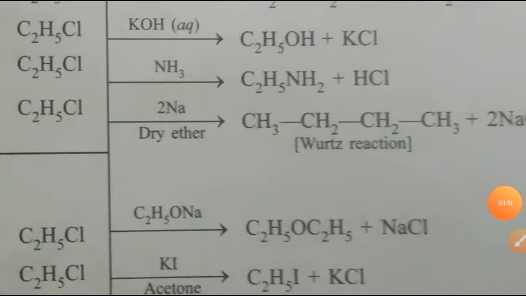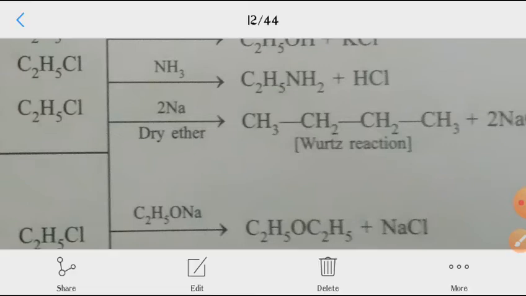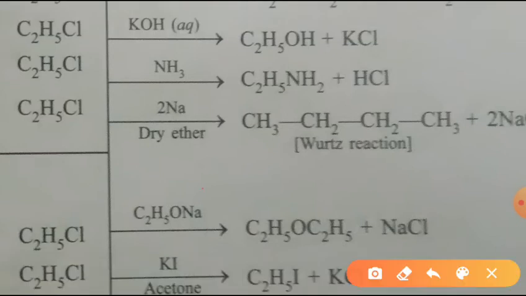Similarly, when you react with sodium and dry ether, Wurtz reaction takes place and you get higher alkane. So first we saw how to make chloroalkane. Now we are seeing from chloroalkane what all things we can make, what are the different reactions. Now the next, if you see chloroethane, when you react with C2H5ONa, it is a strong base. It's Williamson synthesis reaction. Na and Cl react with each other, NaCl is a byproduct and you get ether.